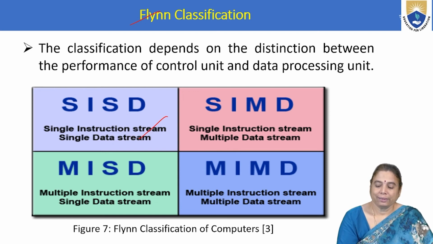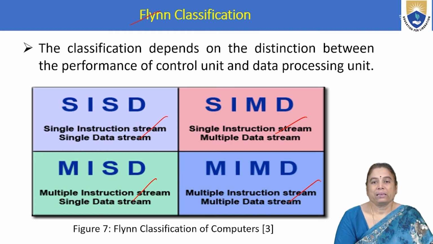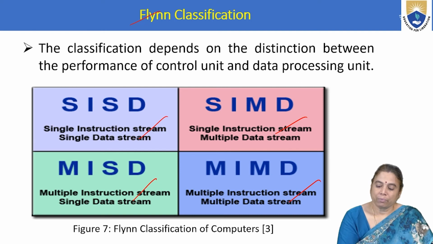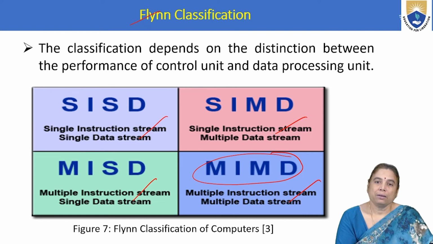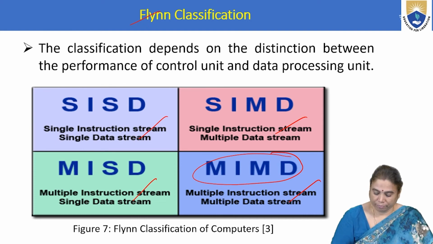The next one is single instruction stream, multiple data stream. The third one is multiple instruction stream, single data stream. The next one is multiple instruction stream and multiple data stream. One of the major characteristics of a multiprocessor system is that it can support MIMD architecture, so that multiple instruction stream and multiple data stream can be employed in multiprocessor architectures.